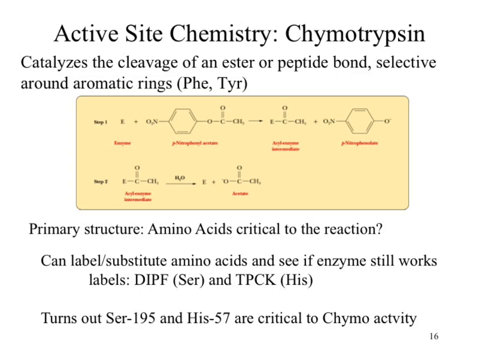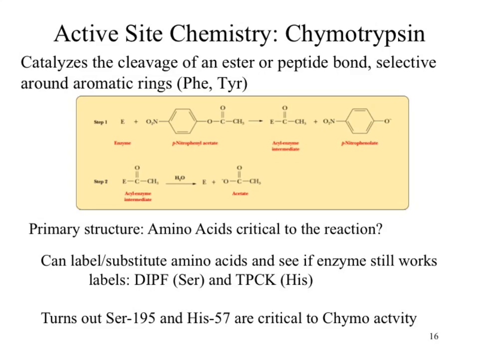So we have to come up with some ways that we can selectively target particular amino acids. There's 2 common ones that get mentioned for chymotrypsin because these target the amino acids that are relevant. You get DIPF, which targets serine residues, and what I like to call toothpick, which highlights histidine residues.